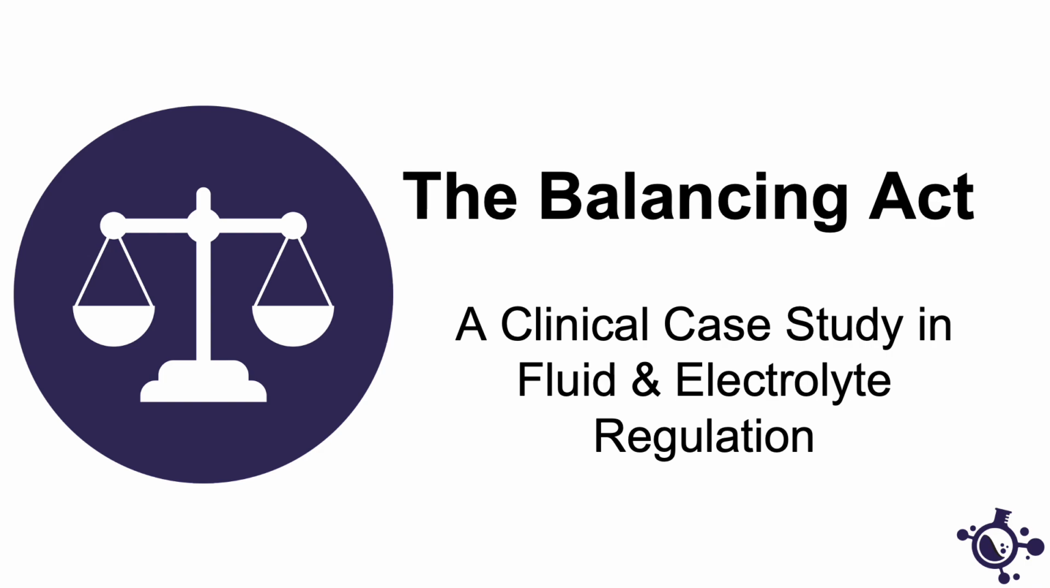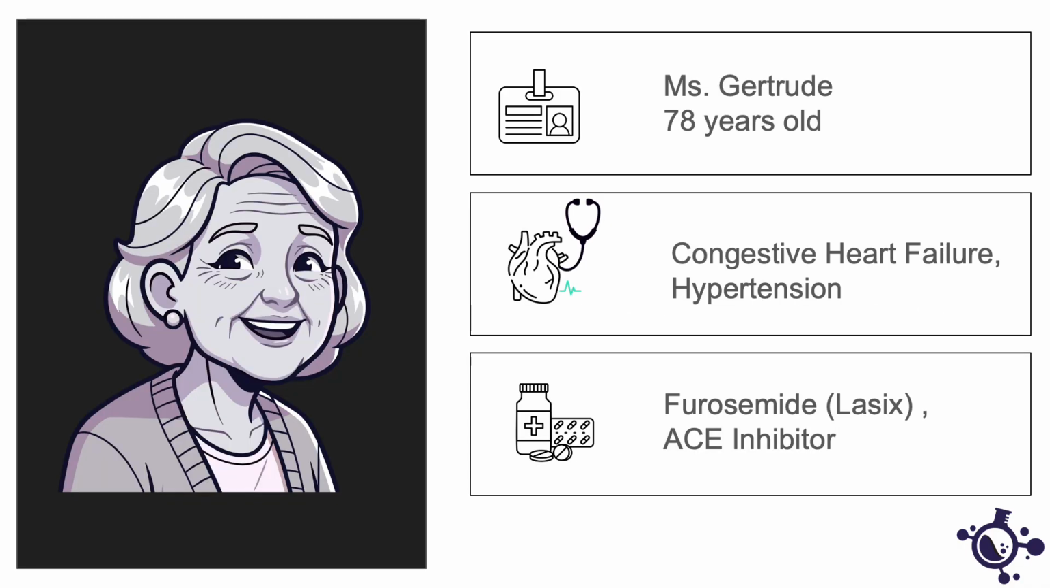Hello everyone, welcome back. So I've got a case scenario for you, and it is designed to help you apply concepts of fluid regulation, electrolyte imbalances, and nursing priorities using the provided sources. So we have here Miss Gertrude, who's a 78-year-old female with a history of congestive heart failure, or CHF, and hypertension. Her home medications include furosemide, otherwise known as Lasix, which is a loop diuretic, and an ACE inhibitor, or angiotensin converting enzyme inhibitor. Okay, so her medications basically make sense for her past medical history, right?